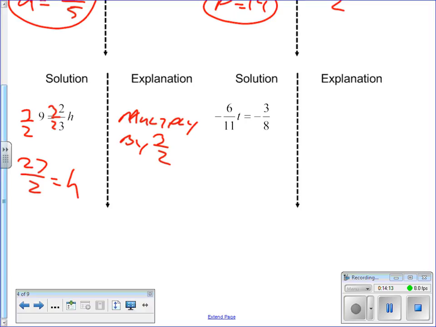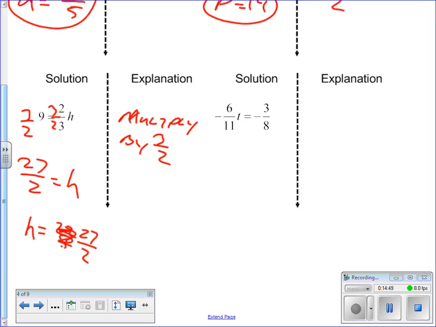If you wrote for your answer h equals 27 over 2 instead of 27 over 2 equals h, I don't care. They are equivalent. Equivalent means not the same, but equal. These are equivalent answers. I don't care which side of the equal sign the variable is on, as long as it's all by itself and there's numerical stuff on the other side. That's what I care. Okay?